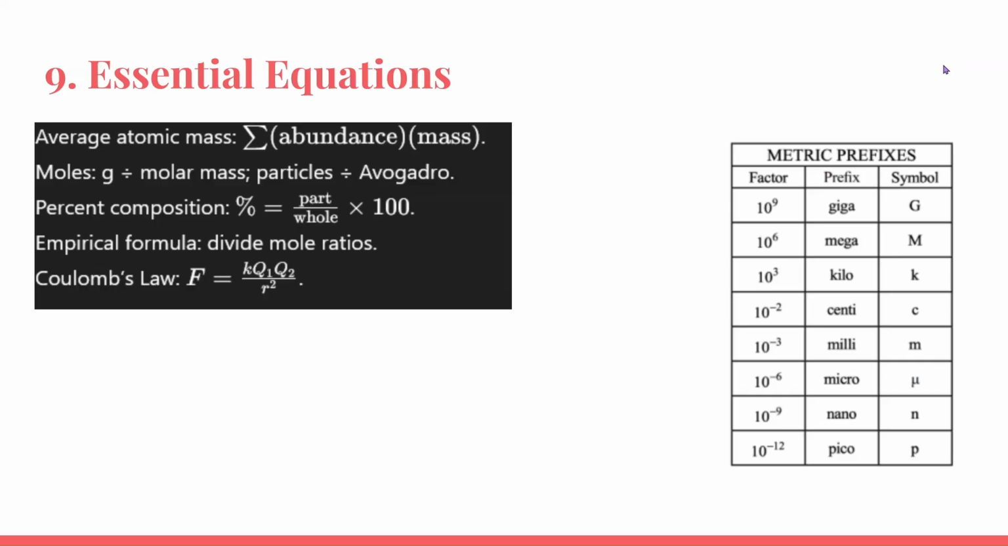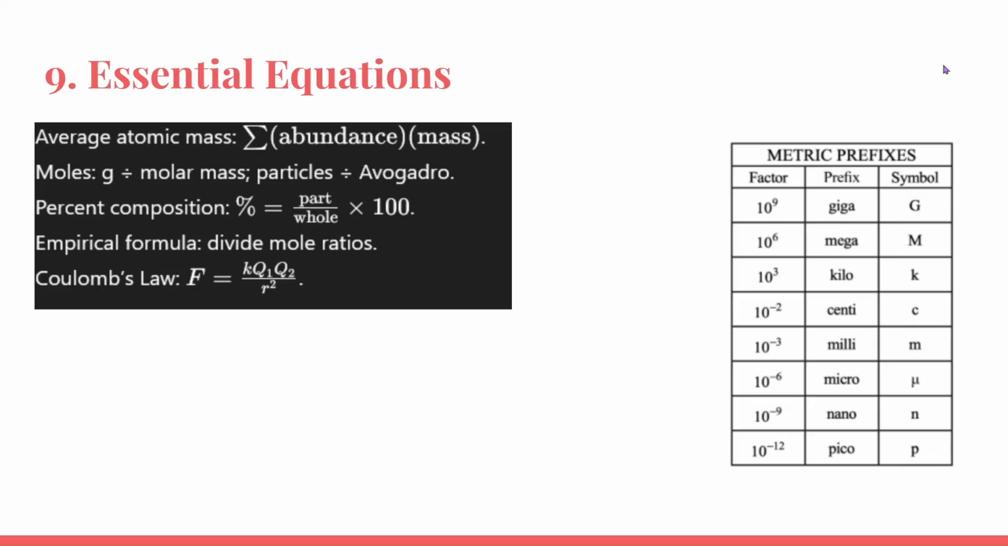So we have average atomic mass, which is the summation of the abundance times the mass of the isotopes. Then we have moles, which is grams divided by molar mass, and particles divided by Avogadro's number. Then we have percent composition, which is percent equals part over whole times 100. Then we have the empirical formula, which is dividing mole ratios like we talked about earlier. And then we have Coulomb's law, which is F equals k times Q1 times Q2 over r squared.